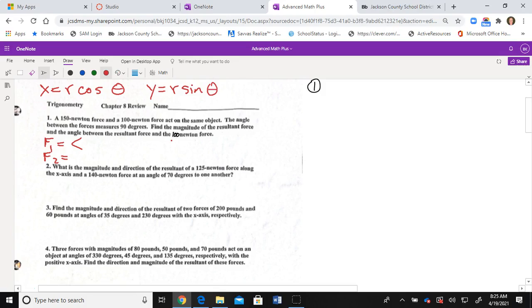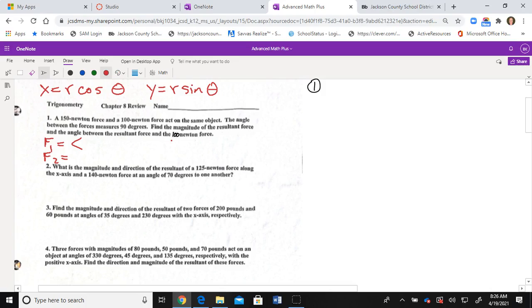Okay, and on number 1, it says a 150 Newton force and a 100 Newton force act on the same object. The angle between the forces measures 90 degrees. Find the magnitude of the resultant force and the angle between the resultant force and the 100 Newton force. So, first off, our angles. It actually doesn't give each individual angle. It just says between them there's how much? 90. So I'm just going to let one be 0 and one be 90.